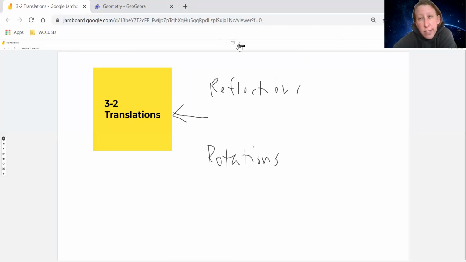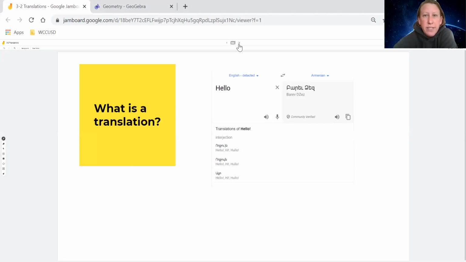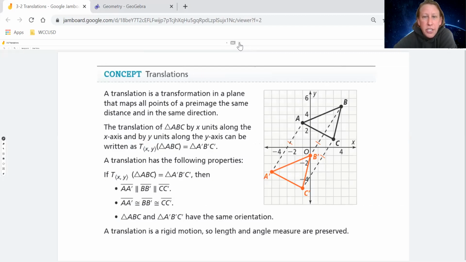It means you do this thing to a shape and the shape stays the same size and same shape as what you started with. So what is a translation? Not a Google translation. Yes, this means hello. But the word translation in geometry has a very specific meaning. Here's what it is in geometry class.